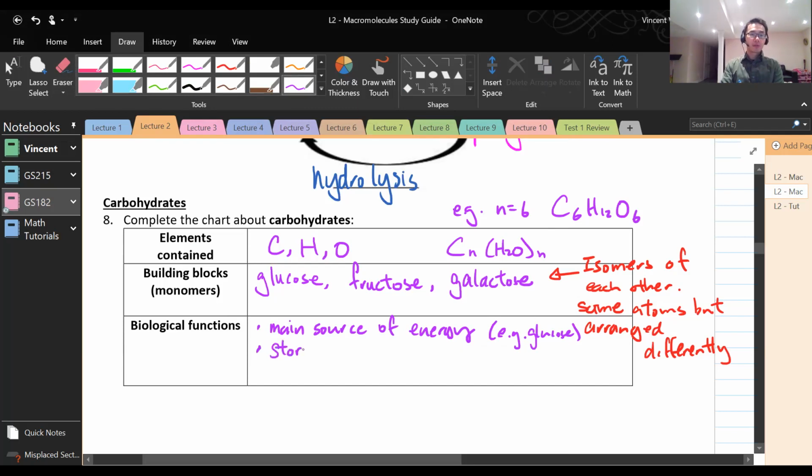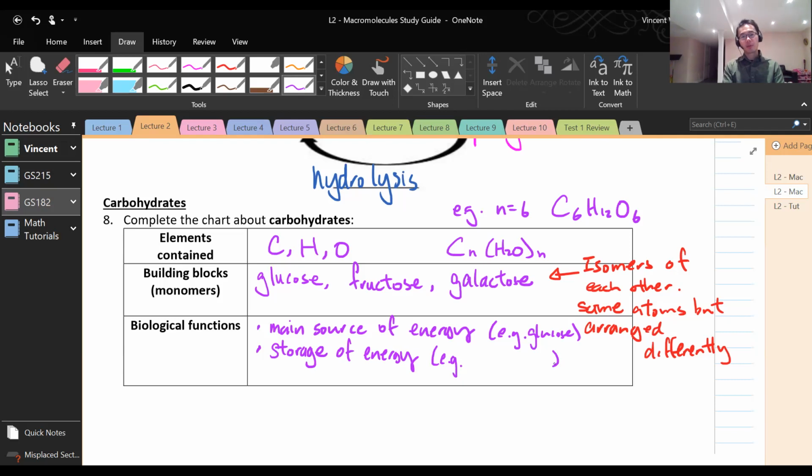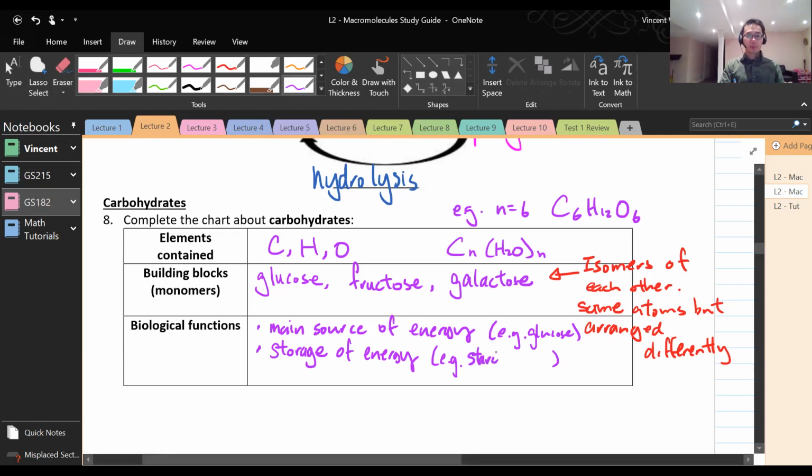We can also use it for storage, storage of energy. There are two types of carbohydrates that are useful for storage for energy. What am I referring to? And again, these are questions that you could expect on a quiz. Which of the following is a storage form of energy? And then I can list fructose, glucose, and then a bunch of other stuff. Very good. So starch for plants, and for humans it is glycogen.